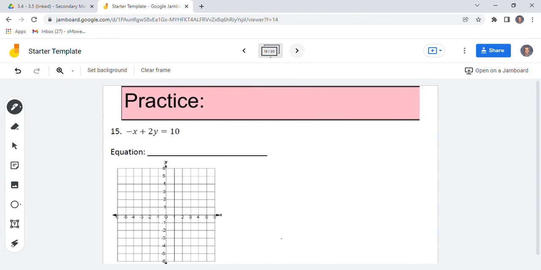Next question. All right, this one, we do not have it in slope-intercept form of y equals mx plus b, so we need to do a little bit of rearranging before we get there.